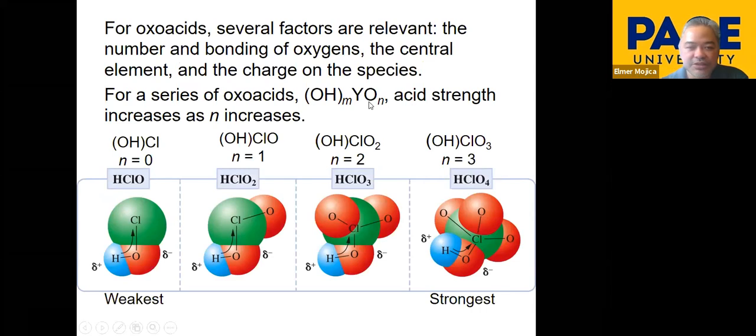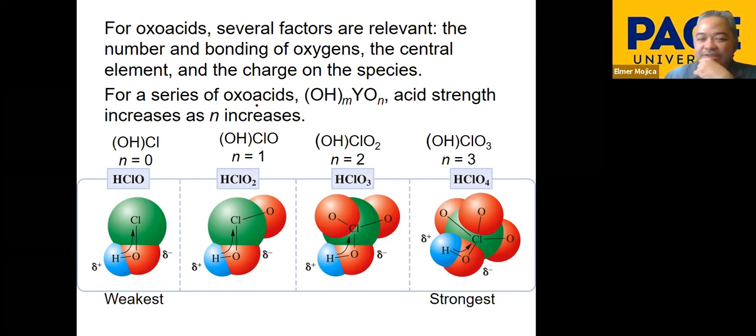What are the factors that we need to consider? So when we have an oxo, we have an oxygen attached usually to a halide, and attached to hydrogen. Hydrogen should always be there in your acid. For oxoacids, several factors are relevant: the number and the bonding of your oxygens, the central element, and the charge of the species.